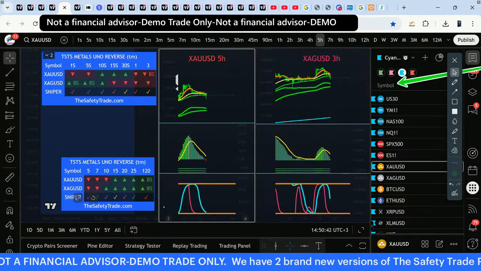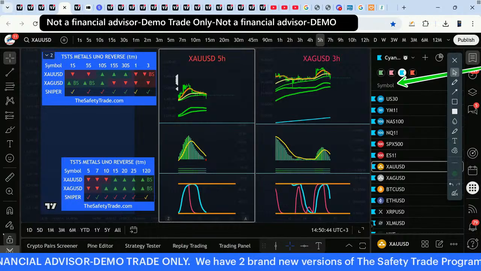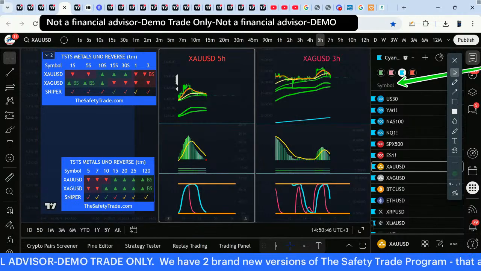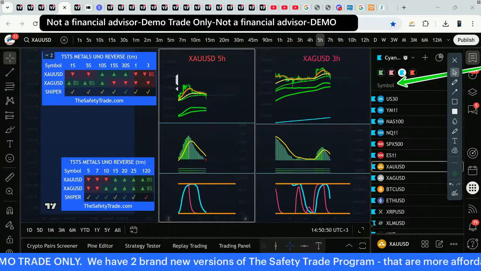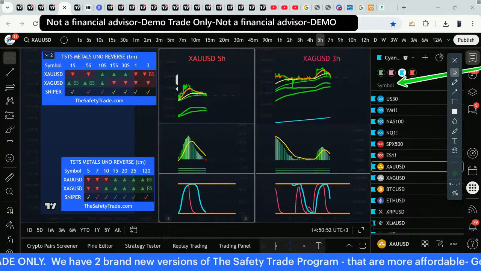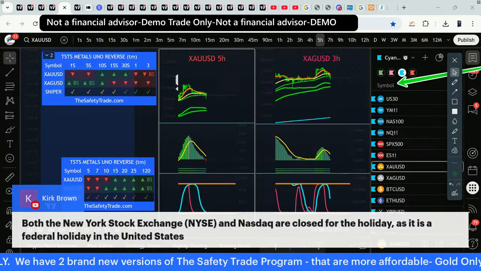Now let me write it out again. I'll take another picture of it until otherwise noted. Both exchanges, the New York Stock Exchange and NASDAQ, are closed for holiday as it is a federal holiday in the United States. Cool. Well, fuck the United States.